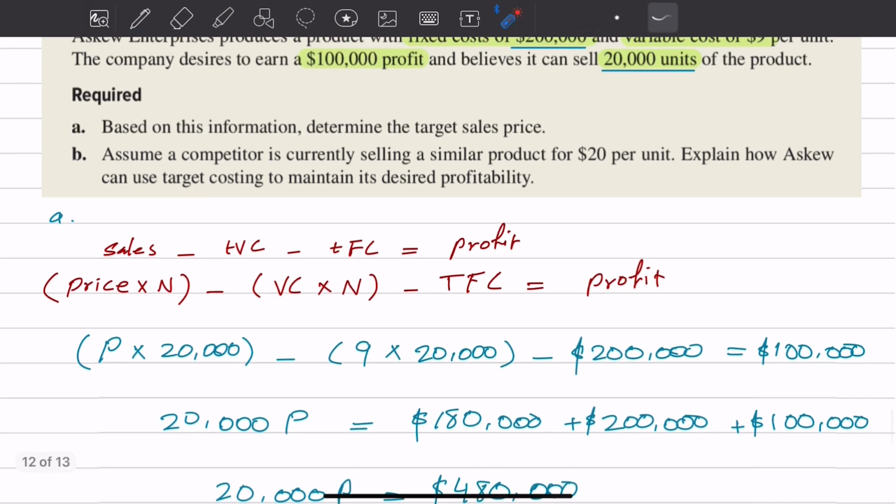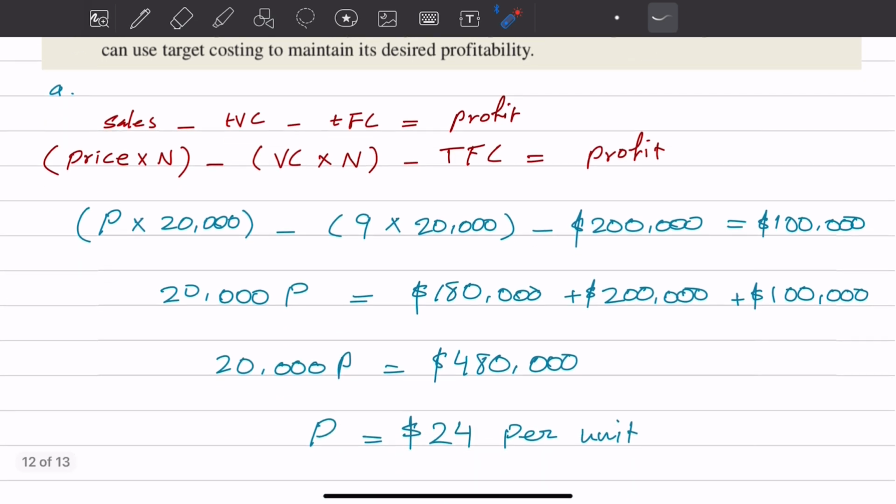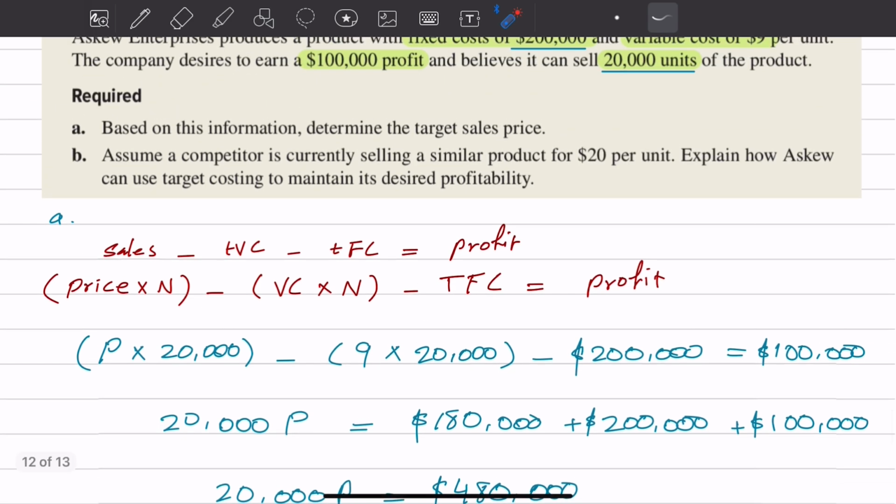Now let's read part B. It says, assume a competitor, meaning a rival company, is currently selling a similar product for $20 per unit, meaning that they're selling their similar product for cheaper than the price that our company is charging. Okay, so explain how ASCQ can use target costing to maintain its desired profitability.